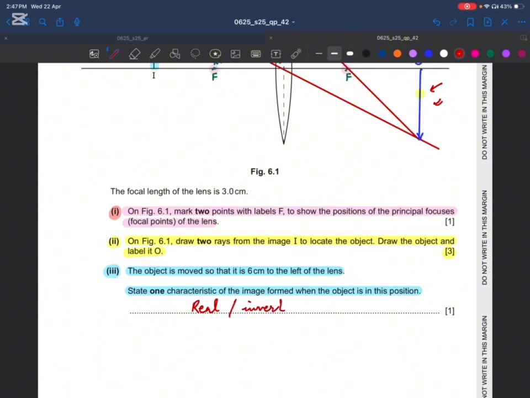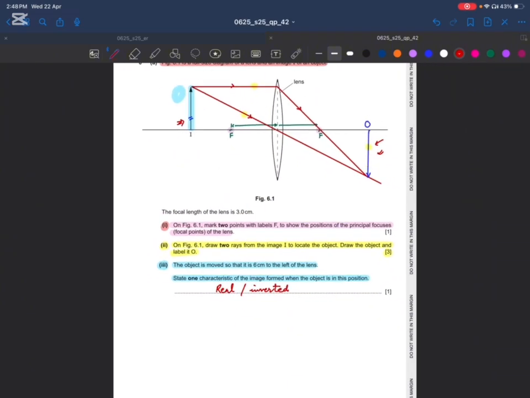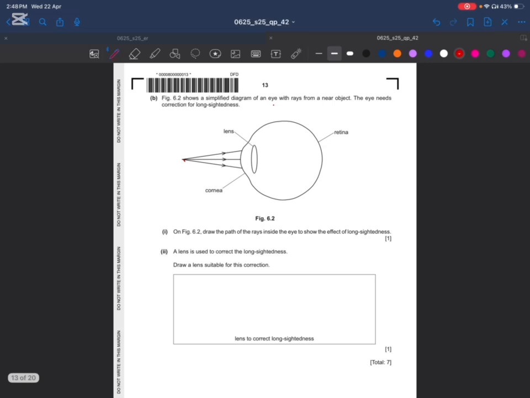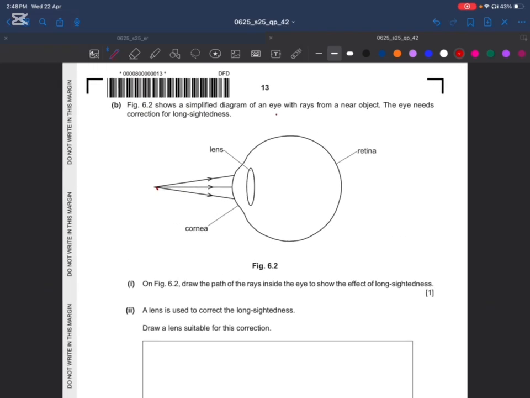So this is how you can get 1 mark. And if you want to write only one characteristic, it's enough to write the real or the inverted. Either of these two you can write. Okay.